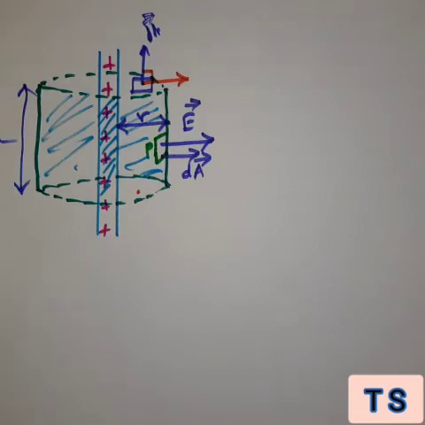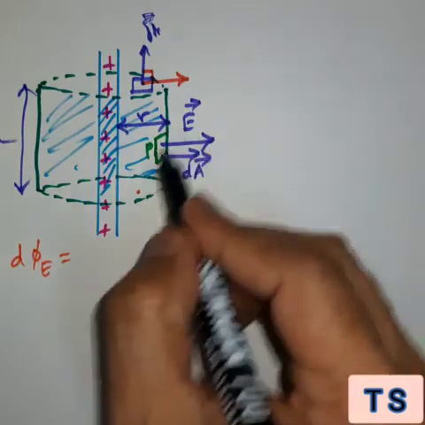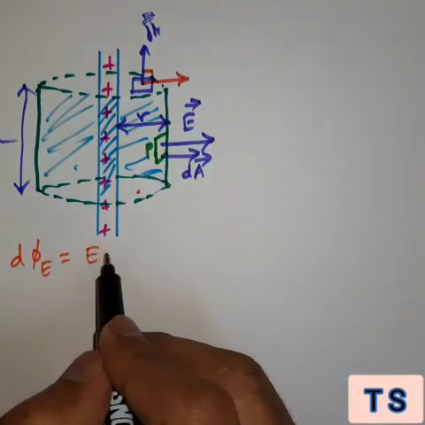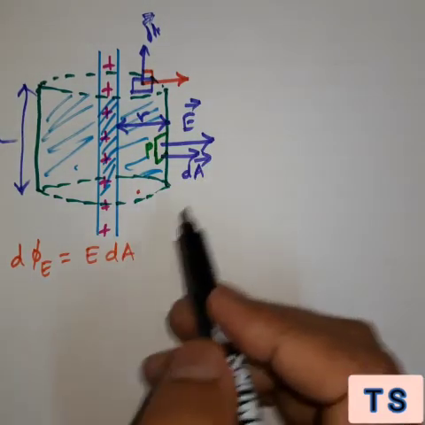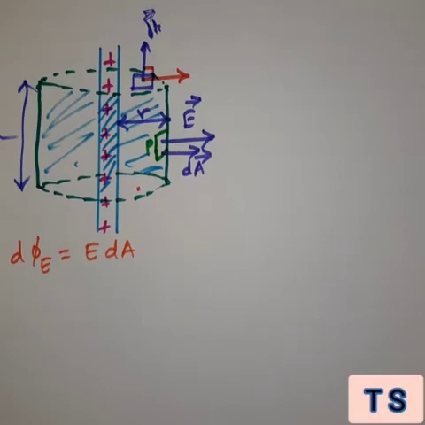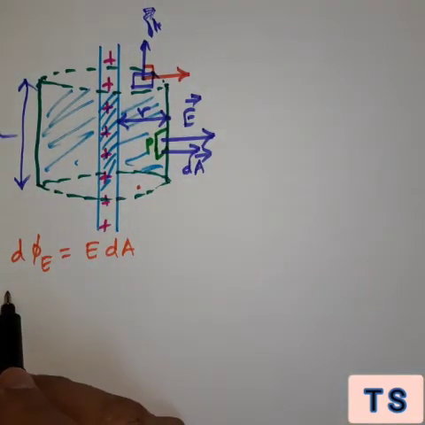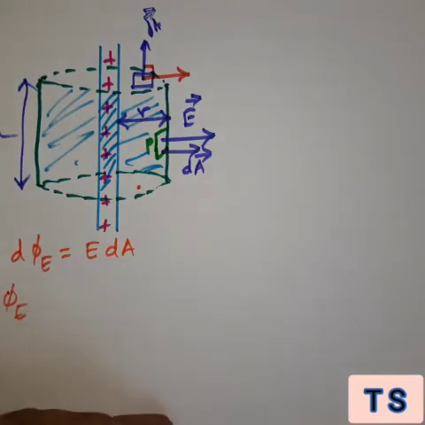So first, I know the equation of d phi E, so I am directly using d phi E. Through this area it will be E into dA. Because I know that E and dA both are in the same direction, cos 0 is 1, so I get this equation. Now I want to find it across the entire area. So the entire flux is d phi E, so I integrate this.